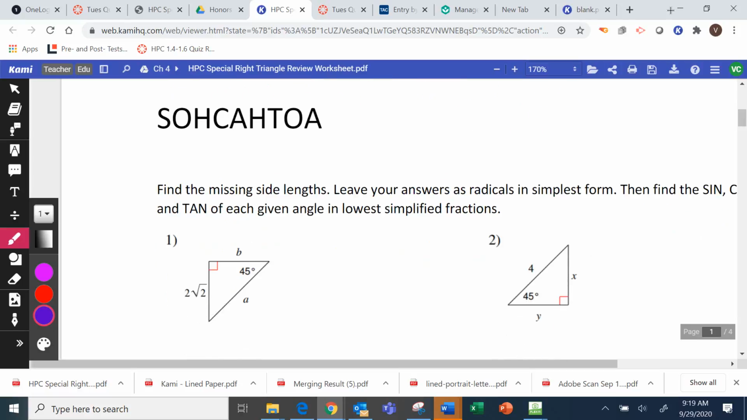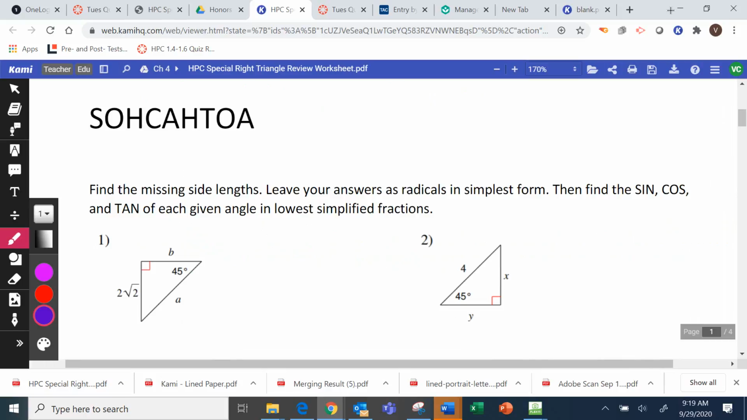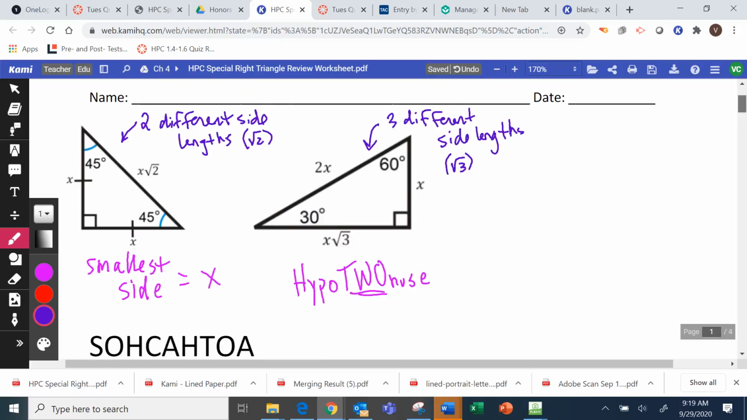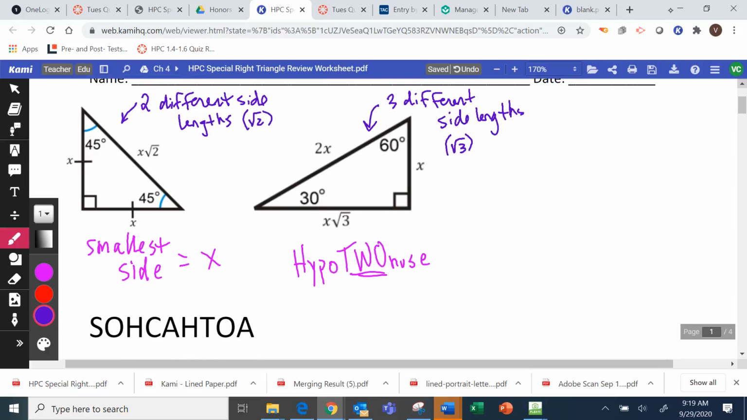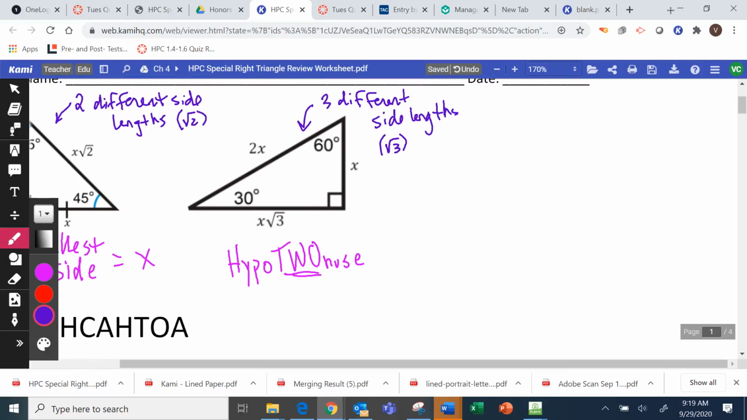And then SOHCAHTOA is the other thing that we're going to go over. And just for this assignment, it's not going to be a lot of work. We're just going to do sine, cosine, tangent. There are 3 more, right? Cosecant, secant, and cotangent. But we're not even going to do that for this assignment. Just sine, cosine, tangent.